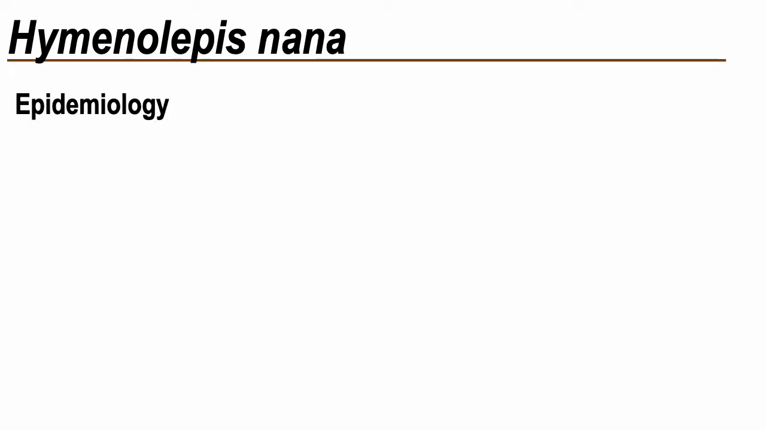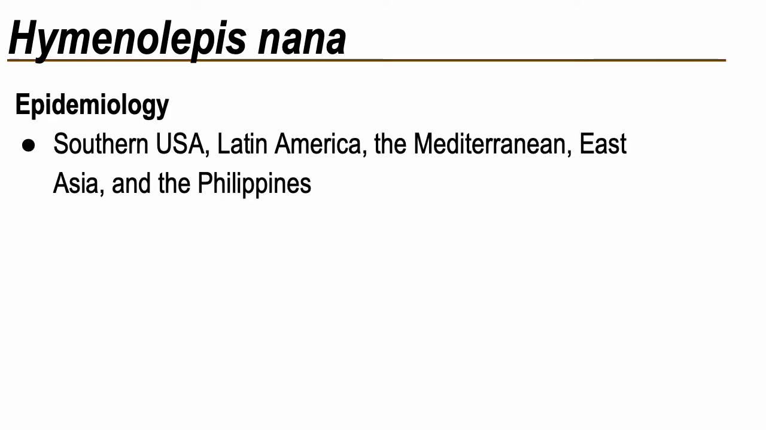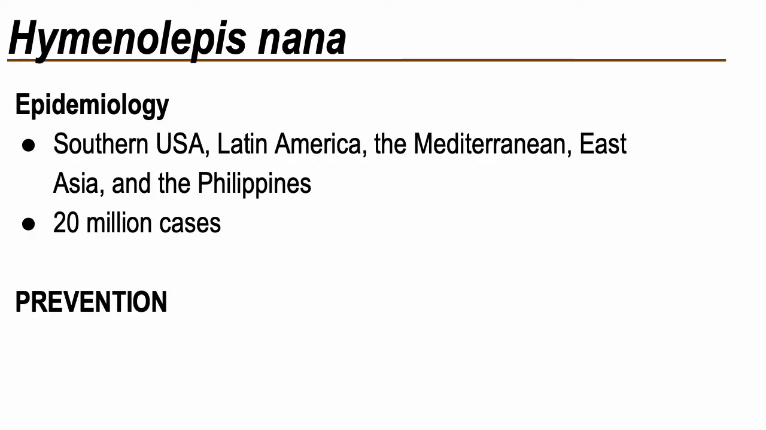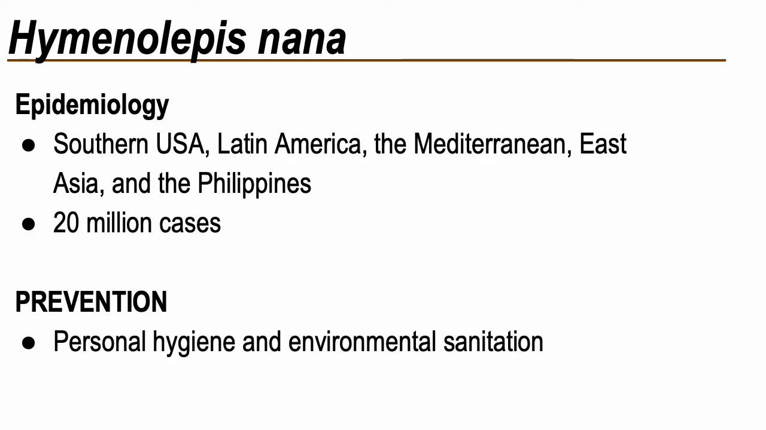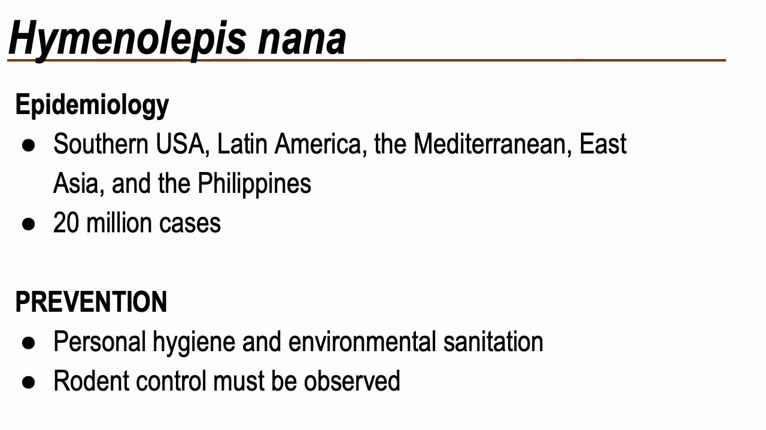For the epidemiology, here are all the countries involved in the cases of Hymenolepis nana infection. So there are 20 million cases worldwide recorded, and the prevention for this parasite is through personal hygiene and environmental sanitation, and rodent control must be observed.